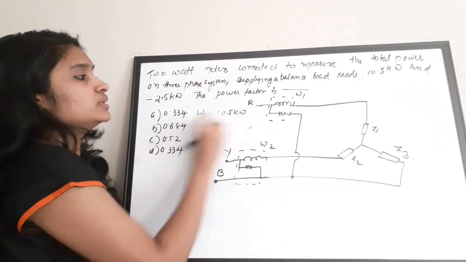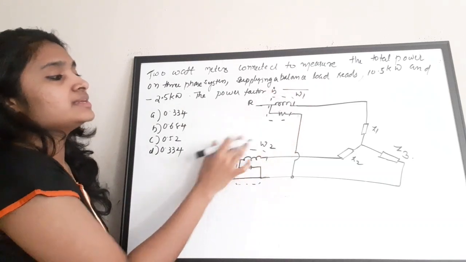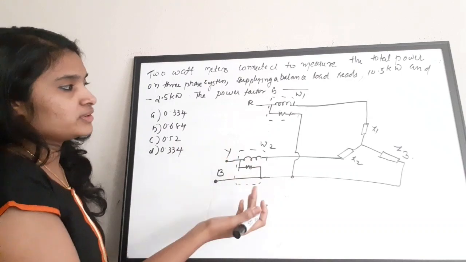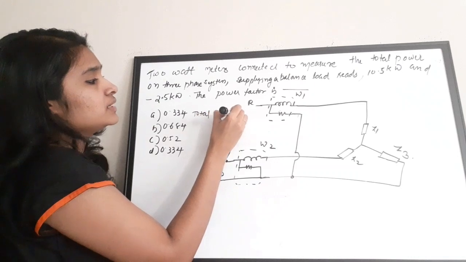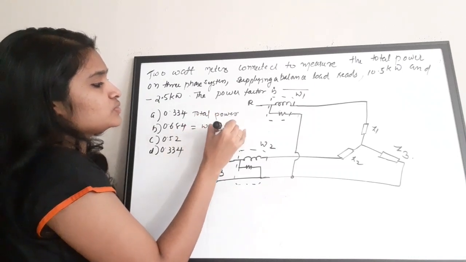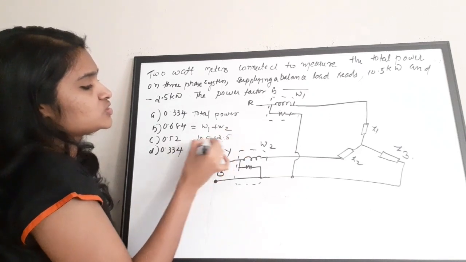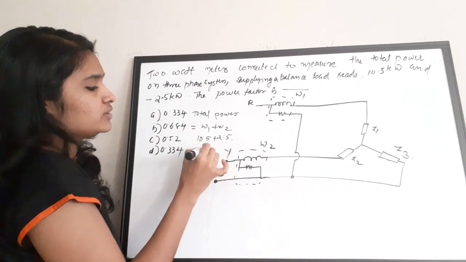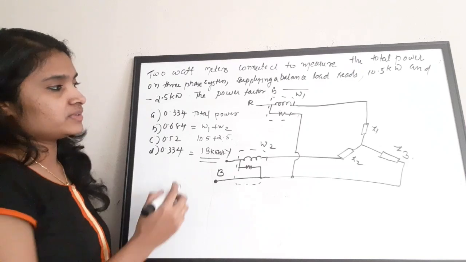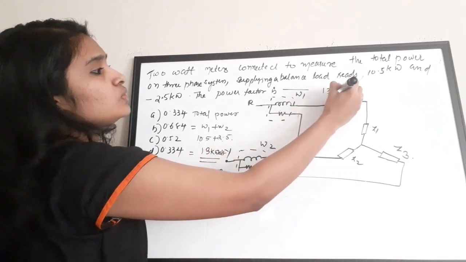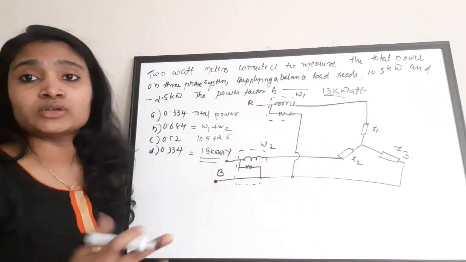So if the reading of the first wattmeter is 10.5 and the second wattmeter is minus 2.5, then total power, please note this equation, total power is equal to W1 plus W2, which is 10.5 plus 2.5, which is 13 kilowatt. Total power is 13 kilowatt. Always you have to add the readings of the 2 wattmeters to get the total power.